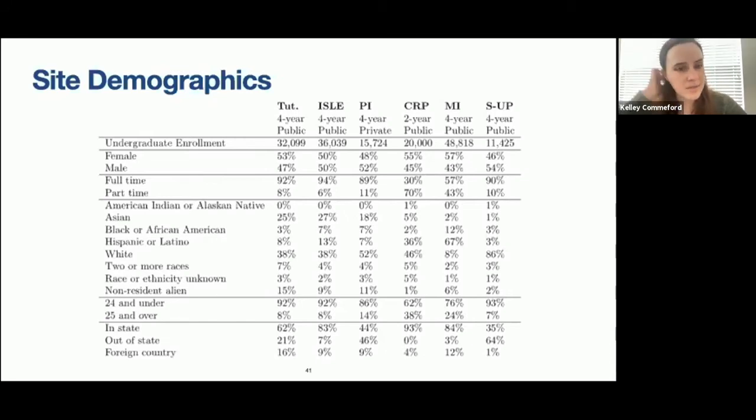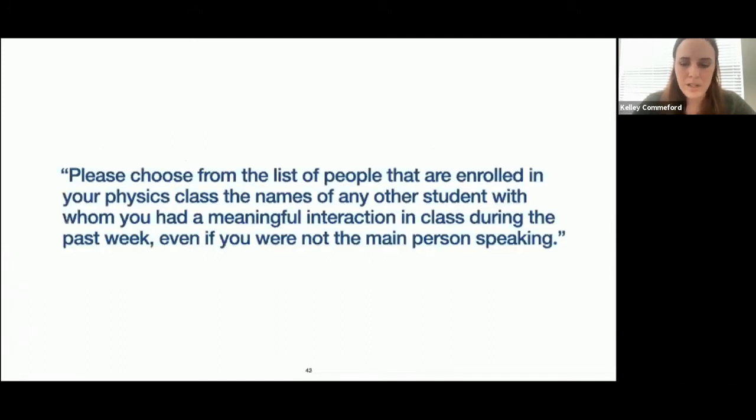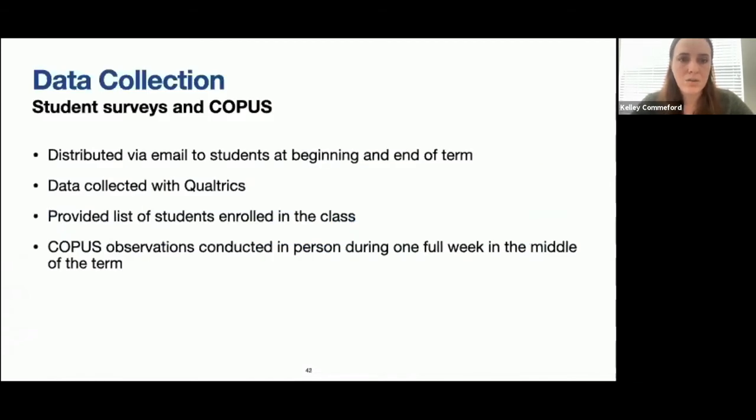So once we identified our research sites, we needed to collect that data. So we gave students surveys at the beginning and end of the term, and we distributed these via email using Qualtrics. We provided the students with a list of everyone enrolled in their class and asked them to choose who they spoke to from this list. So I will show you what that actual question is at the end. Okay. And for our COPUS observations, we conducted these in person during 1 full week in the middle of the term.